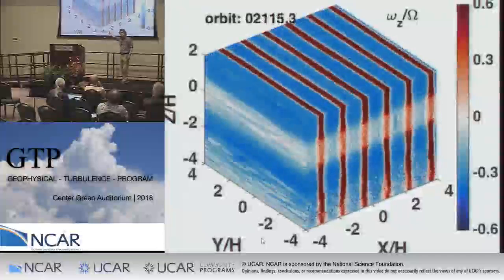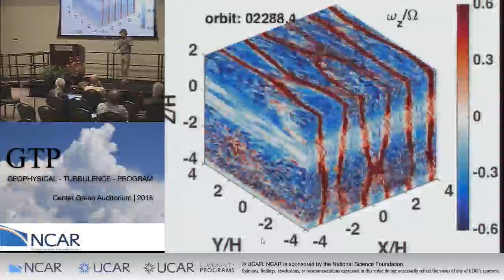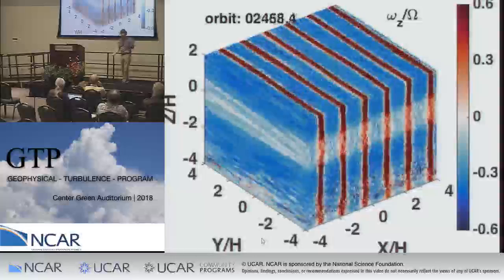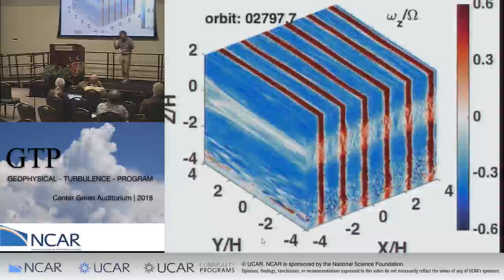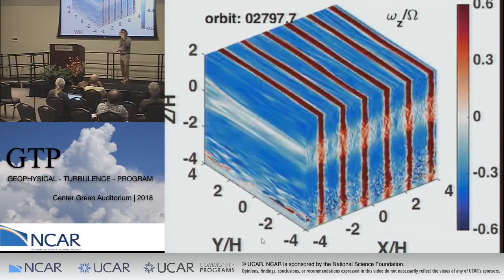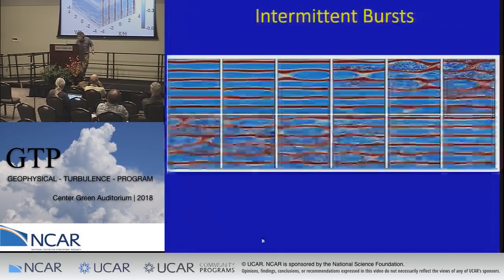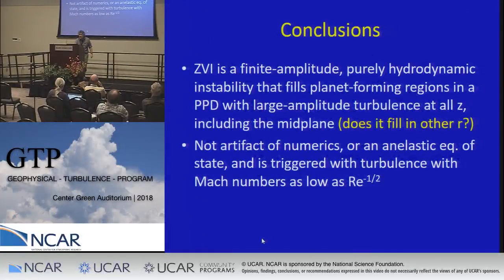This movie is only 2,700 years. Most calculations, like the one we saw at the beginning, were like 6 years. We've gone to 10,000 years on this. This is self-sustaining turbulence with Rossby numbers of order unity. So let me just skip to my conclusions and say the zombie vortex instability is a finite amplitude, purely hydrodynamic instability that fills the planet-forming regions of the disk with large amplitude turbulence. We were doing shearing sheet calculations centered around one radius.